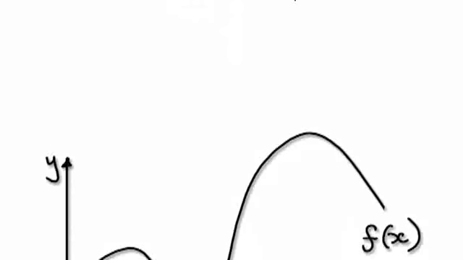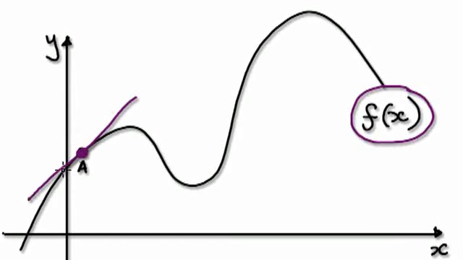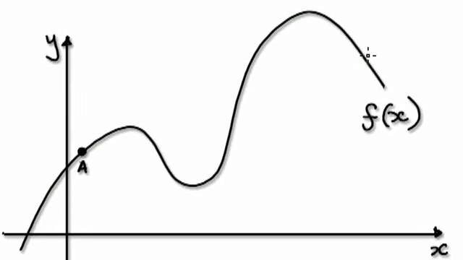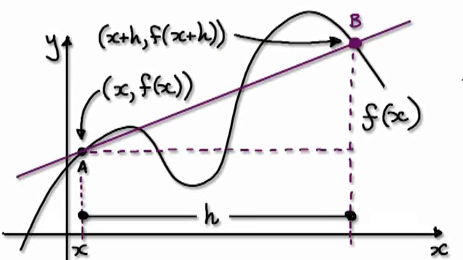Following on from the previous video, our aim is to find out the gradient at any given point on any given function. So we wanted to find out the gradient at A here, and the way we do that is to set up another point B here, work out the gradient of this line, and then slowly move B towards A. At the end of the previous video, we got to this stage here.